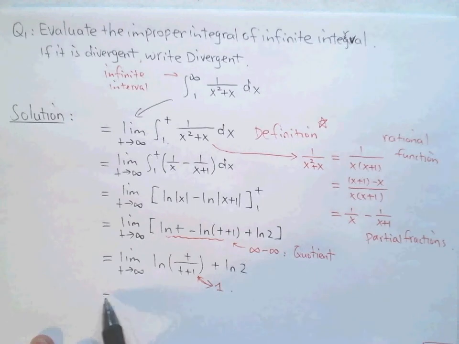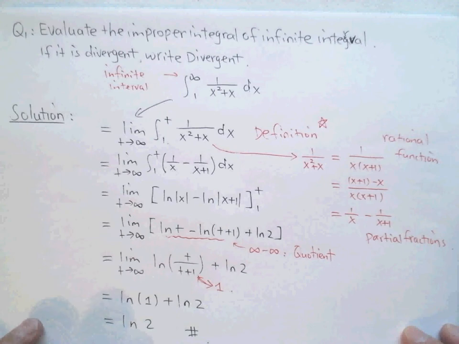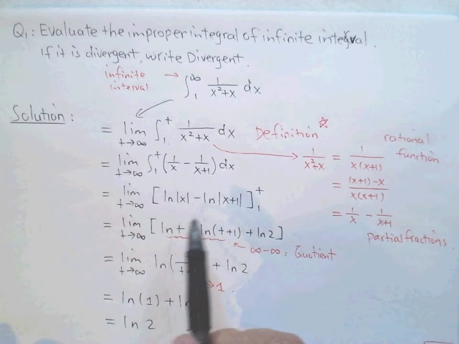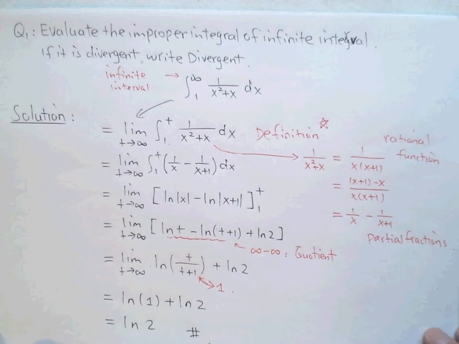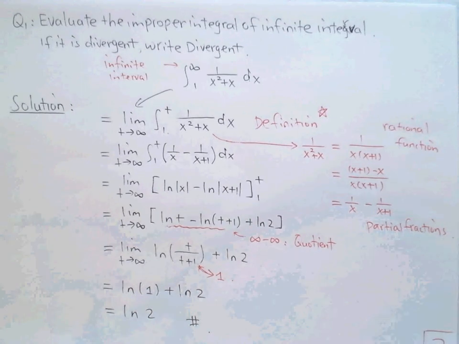So what does it mean? It means this equals ln 1 plus ln 2. What is ln 1? ln 1 is 0, so the answer we get is ln 2. See this idea: two steps. The first step, find the definite integral. The second step, take limits. Okay, thank you. That's all.